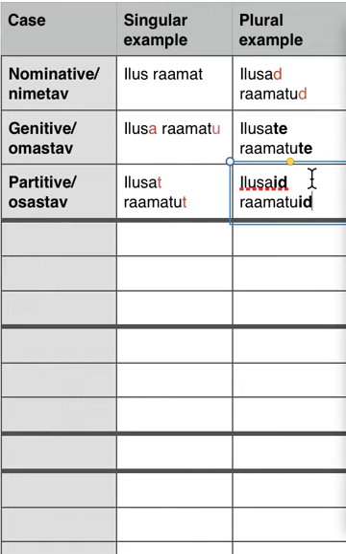Singular nominative is the base for all other singular cases. And singular genitive is the base for all plural cases. As you can see here, we have ilus, ilus, ilus, and ilusa, ilusa, ilusa. Now, this will also play a part in the other cases upcoming, but this will be covered in a future episode.